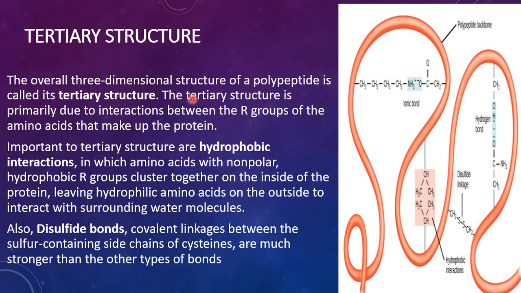The overall three-dimensional structure of a polypeptide is called its tertiary structure. The tertiary structure is primarily due to the interactions between the R groups of the amino acids that make up the protein.